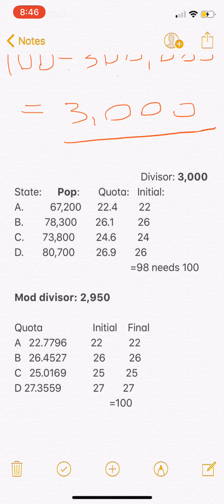Now, again, we add all of these up, and we get 100. So now that we reach seats in the legislature, we have solved for the Jefferson's method.